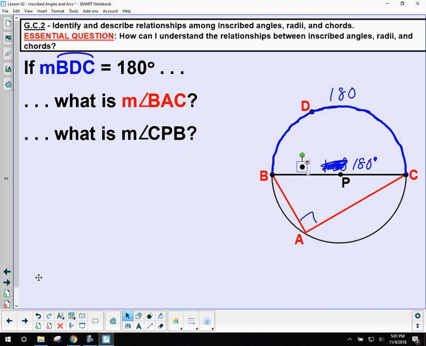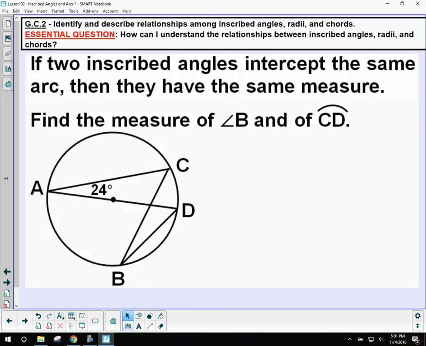That same idea is applied for this question. If two inscribed angles intercept the same arc, then they have the same measure. Find the measure of angle B and of CD. Well, we got 24 here. As you know, we got to times it by 2 to get out to the outside, which makes this 48 degrees.